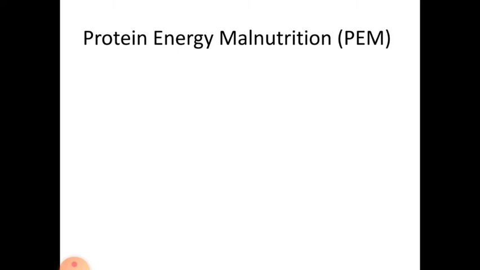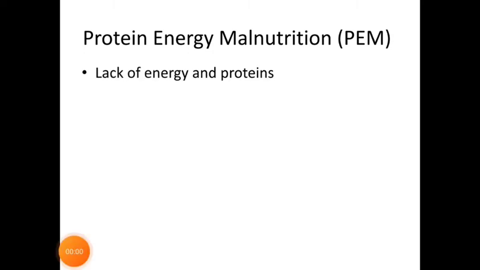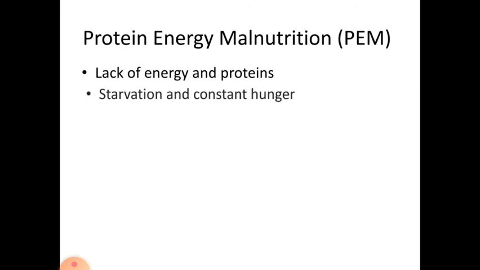It is a complex disorder which arises from the deficiency of both the essential nutrients, that is carbohydrates and proteins. Protein energy malnutrition is a lack or deficiency of energy as well as proteins in the diet, as these nutrients are provided by basic food groups like cereals, pulses, roots, and tubers. It mostly occurs in underdeveloped countries and in children of poor economic groups who cannot afford basic food necessities, and it usually arises from starvation and constant hunger.